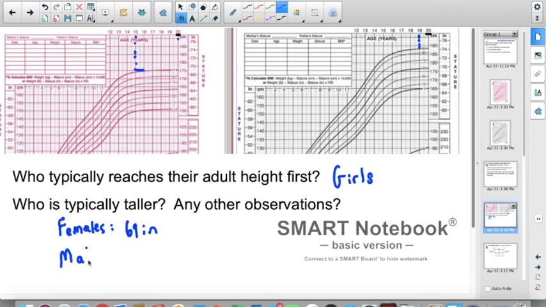So from reading this data, we can tell who is typically taller? Well, the males are typically taller, okay? And that's not just from the 97th percentile. We can look at all these percentiles, okay? It's shown that these lines are higher than the females' lines, okay? So something to think about.